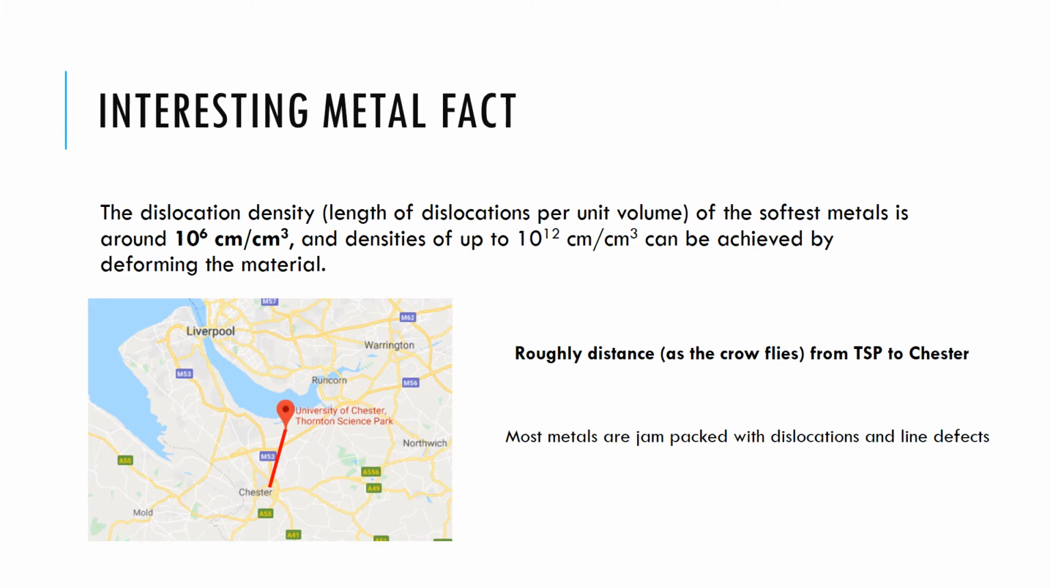That distance is roughly the distance as the crow flies from the Parkgate Road campus in Chester to the Thornton Science Park. That tells you then that metals are absolutely jam-packed with these dislocations and line defects.